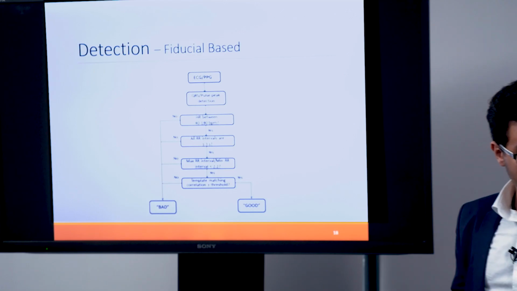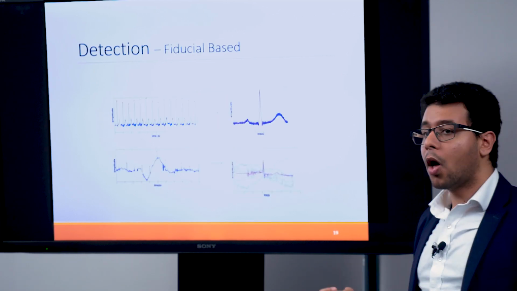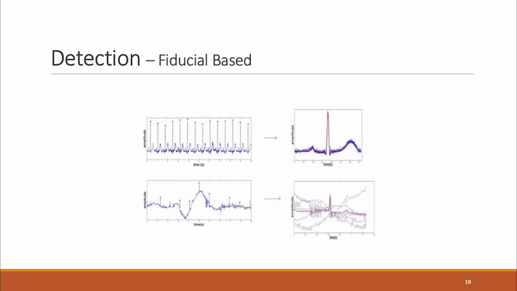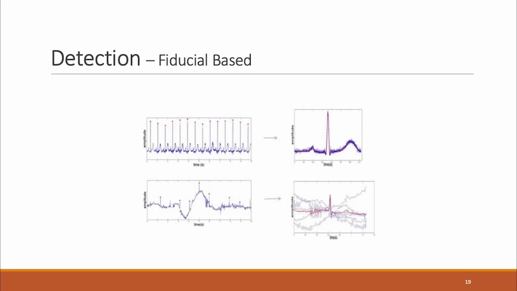Here, they created a template based on the signal. The way that works is you detect the R peaks throughout the signal, and then you overlay these R peaks and average them out, essentially doing an ensemble averaging. By doing an ensemble averaging, you generate a template of the signal, and you expect that template to stay the same.